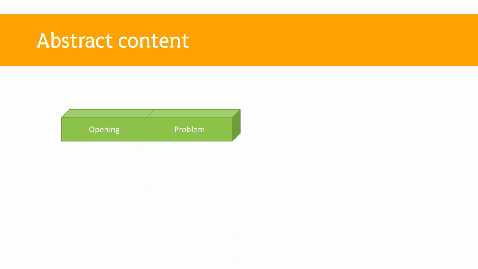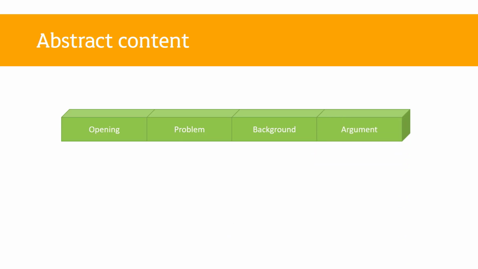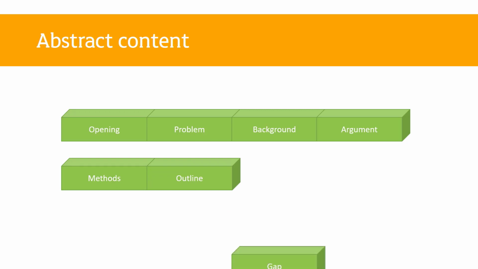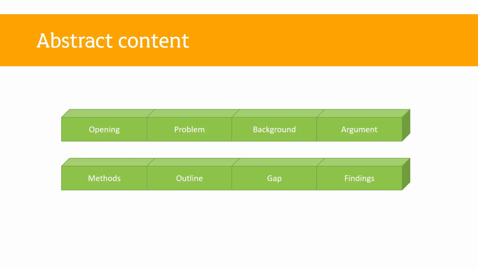You can vary the structure of your abstract, but generally you need to have one sentence for each of these. An opening that grabs your audience but doesn't dive straight into your argument, a problem identified, background information, a thesis statement or hypothesis which expresses your argument, the methods, an outline of what is to come, a claim of how your research fills a gap, and the main findings or outcome of the research.